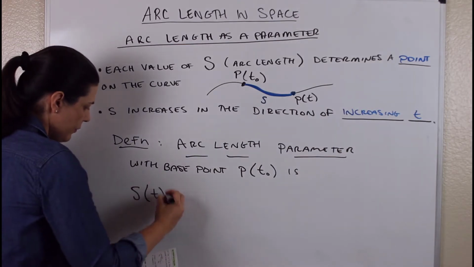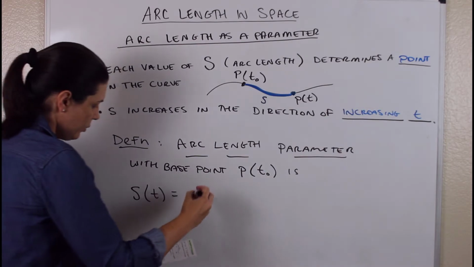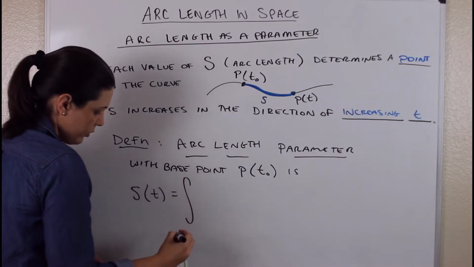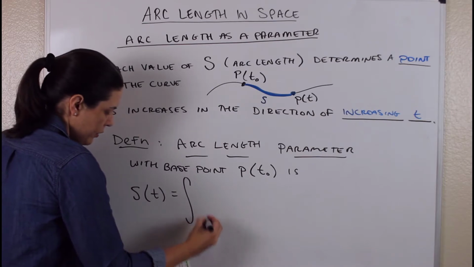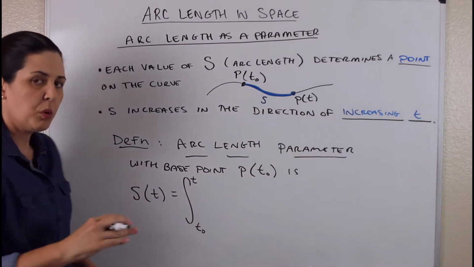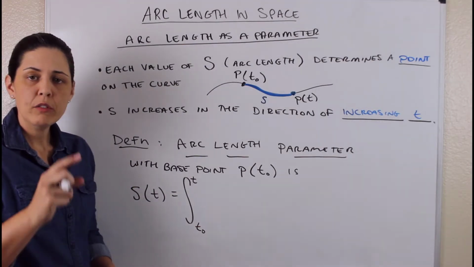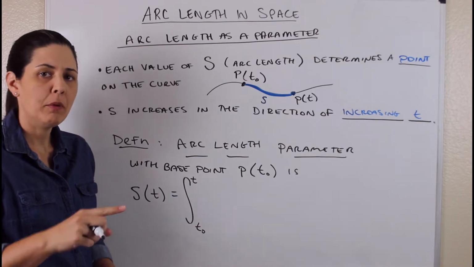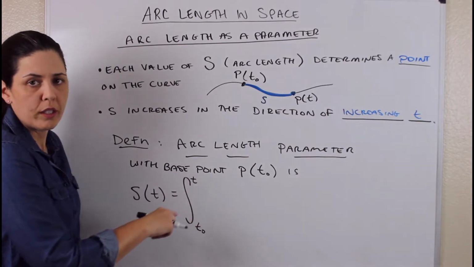So s of t, arc length, is a function of t, and it's equal to our integral, which we're going to evaluate from our initial t value to just t in general. Basically the formula is the same as for our length that we just wrote down. However, I am going to change the variable to capital T because I'm going to be plugging in t's, so I don't want to confuse it.